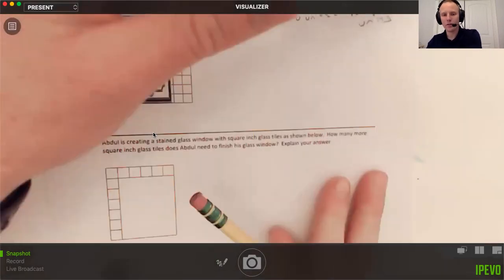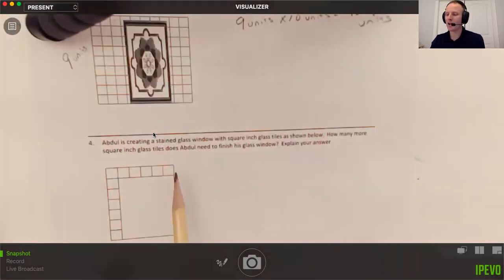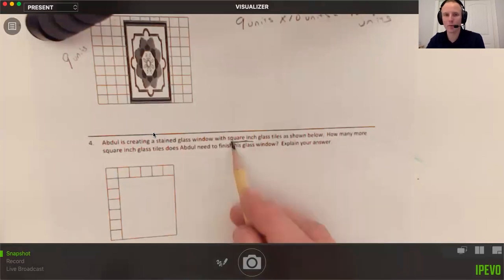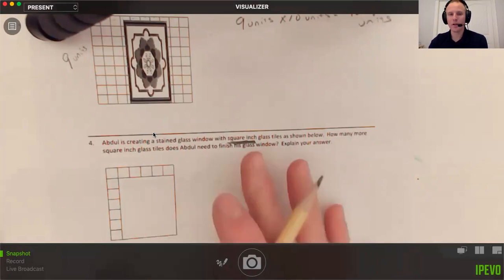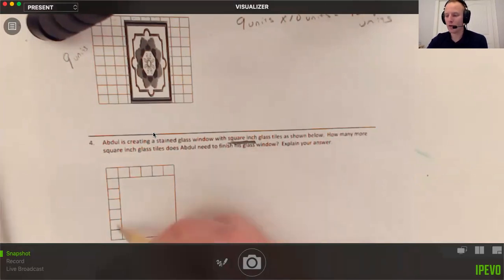There we go. Abdul is creating a stained glass window with square inch glass tiles. So square inch, I'm going to underline that. That tells me my unit. How many more square inch glass tiles does Abdul need to finish his glass window? Explain your answer. So basically, he needs to cover this area, right? And so far he's done these tiles right here, right? We need to figure out how many more he needs to go.